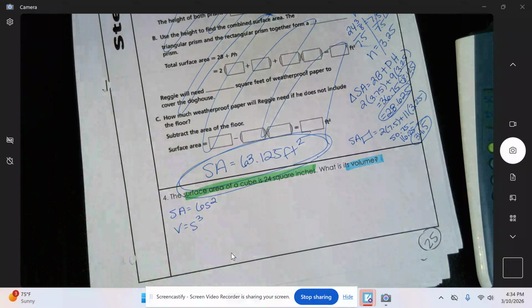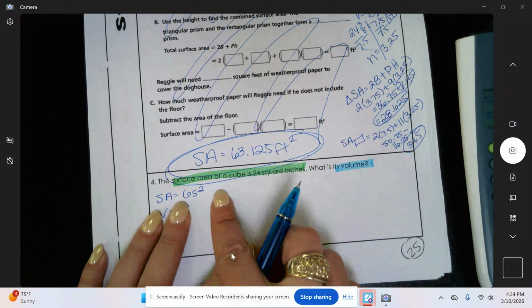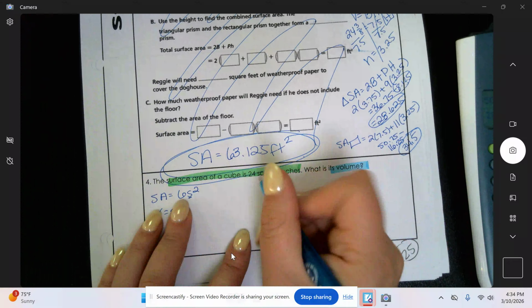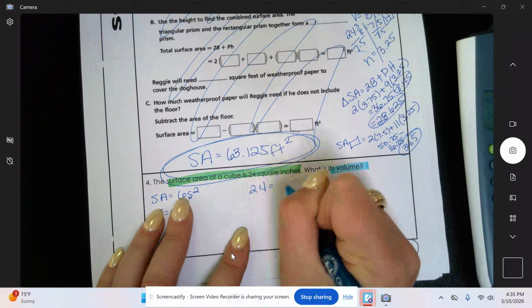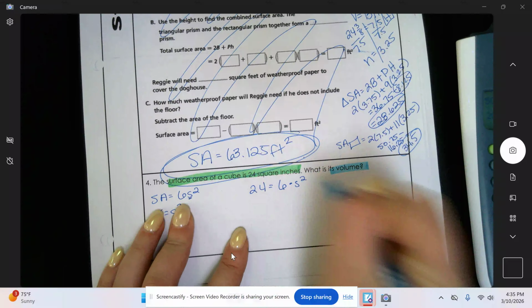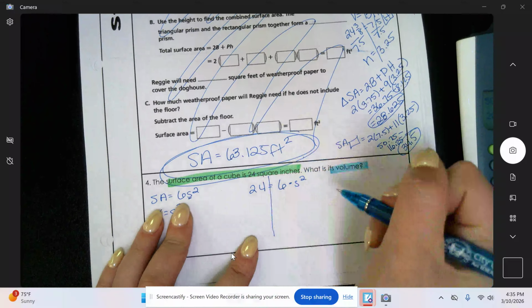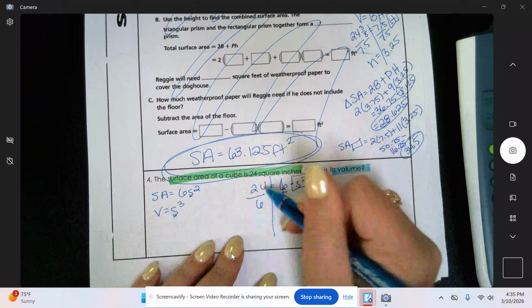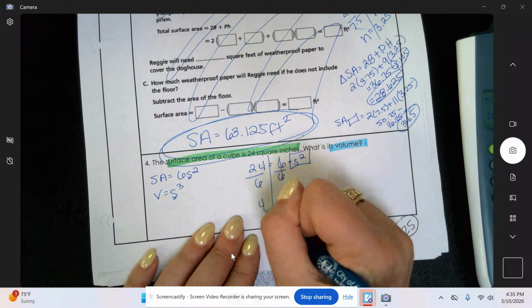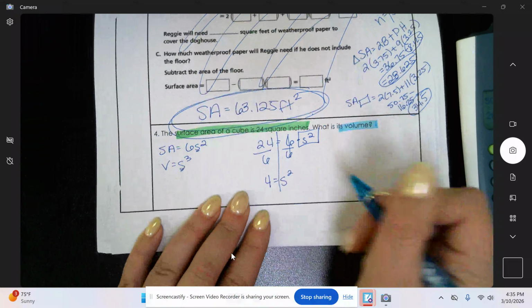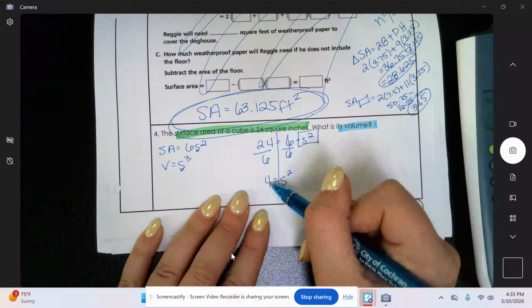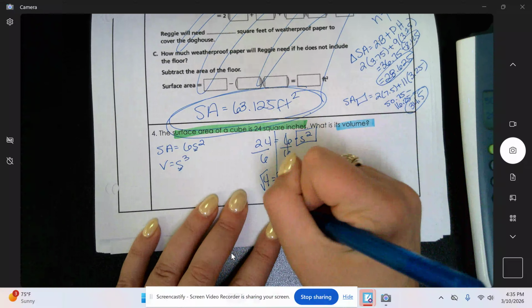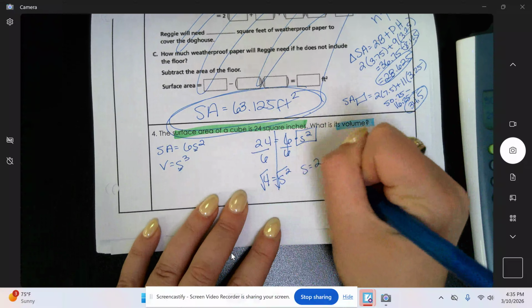Okay? So if I know that the surface area is 24, because that's the missing piece here, I'm missing my s. So 24 equals 6 times s squared. I'm missing s squared. Part the waters. Isolate the variable. Do the inverse. 24 divided by 6 is 4. Leaves us with s squared equals 4. Well, what times what gives me 4? If I don't know, I can square root it in my calculator. But I end up knowing that s equals 2.